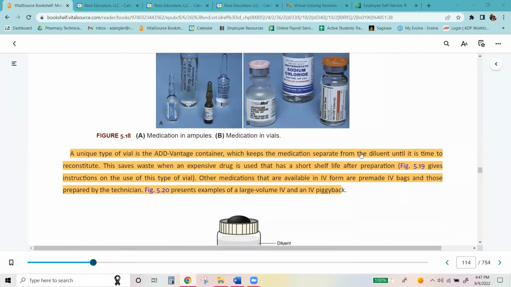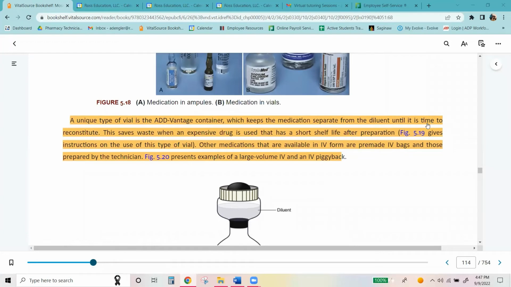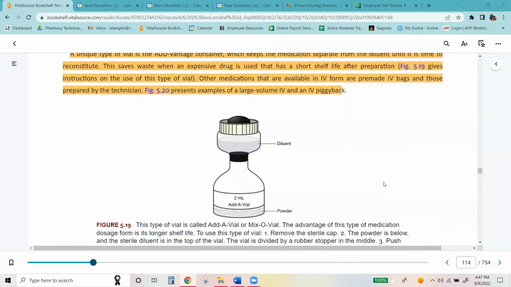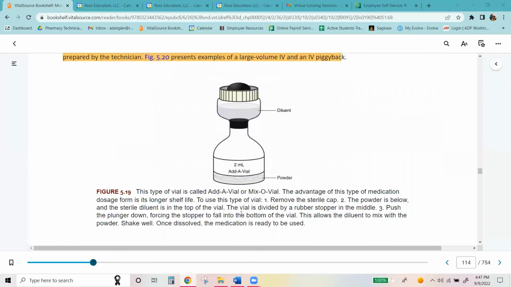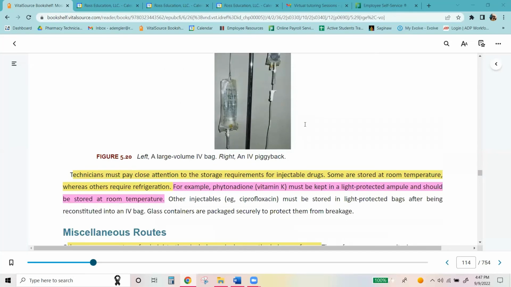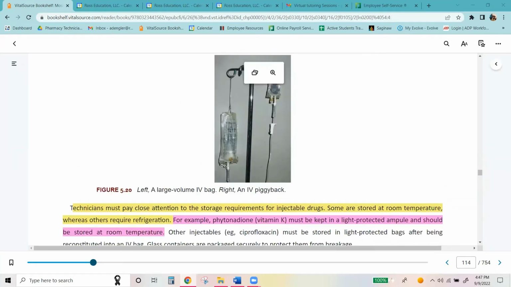There is a unique type of vial, the Add-Vantage container, which keeps the medication separate from the diluent until it is time to reconstitute. This saves waste when an expensive drug is used that has a short shelf life after preparation. Other medications that are available in IV form are pre-made IV bags and those prepared by the technician. So here's just a picture of an Add-Vantage vial. There is the medication, and up there is the diluent. And here is a large volume IV bag, and here is an IV piggyback.